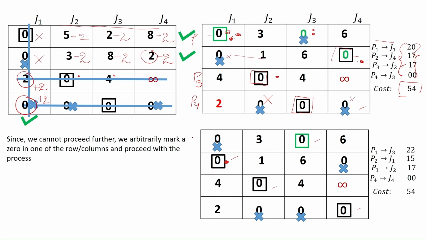So what is the allocation? P1 does job 3. P2 does job 1. P3 does job 2. And P4 does job 4. And if you sum these costs also, this also comes out to be 54. So this is the case of an alternate optima in the assignment problem.